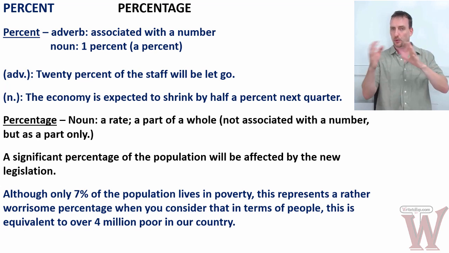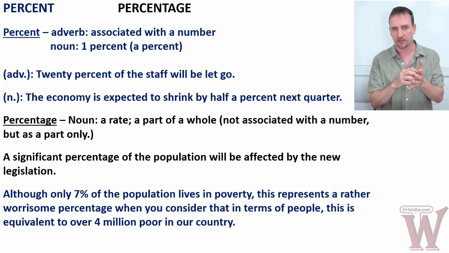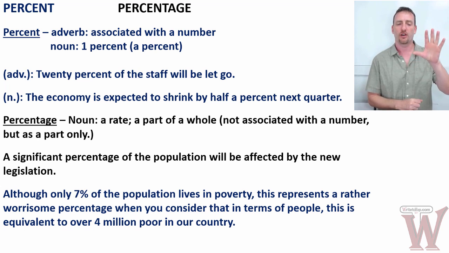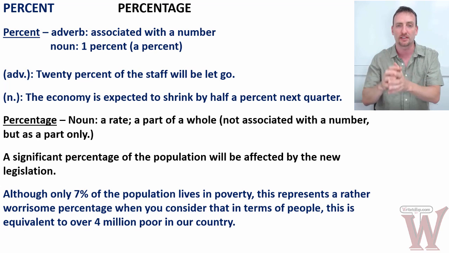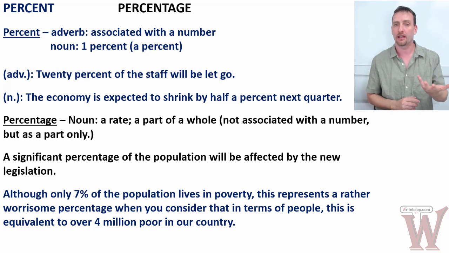So let's look at the last example where I used both of them in one sentence. Although only 7% of the population lives in poverty, so 7%, you can get an actual number from that percentage. This represents a rather worrisome percentage when you consider that in terms of people, this is equivalent to over 4 million poor in our country. So we're talking about the group percentage. We're talking about 7%, the actual number, the actual individuals. That's the difference between percent and percentage.